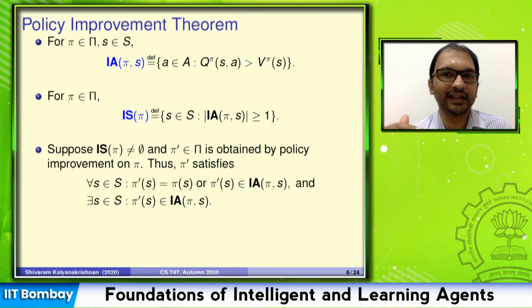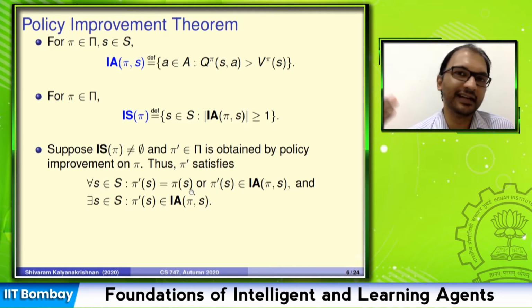And further, if pi does have improvable states, that means is of pi is not empty, and we obtain pi prime by doing what we called policy improvement. So what it basically means is that pi prime is a policy that satisfies that for every state, pi prime of s is either pi of s, and if it is not pi of s, then it is some action that is in the improving actions of pi of s. So ia of pi of s is the set of improving actions in state s according to pi. So pi prime can take an action from that. So it is either the same as pi of s or it is an improving action.